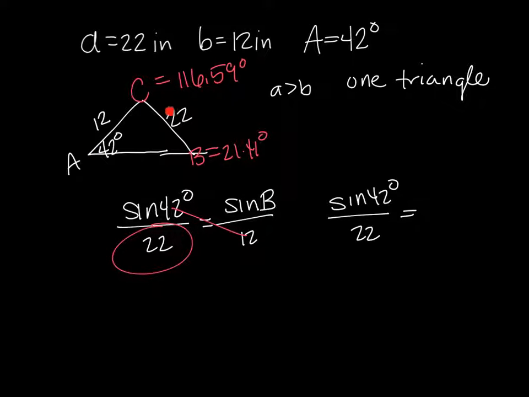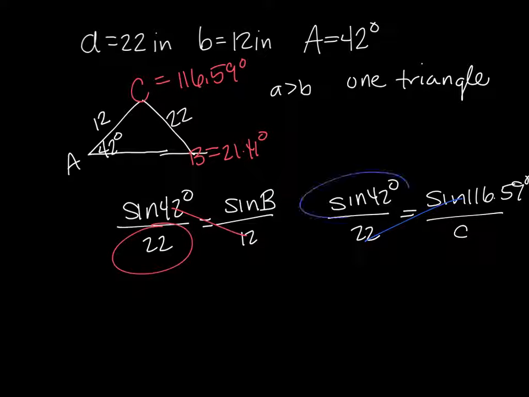I knew this and I knew this. I don't want to use this if I can help it because what if it's not right? So we use the original information as much as I can. And then we have the sine of 116.59 degrees over C, side C. So then we cross multiply and divide. And so then side C is 29.4. Now here's what happens when I'm trying to go through this fast and not do things.